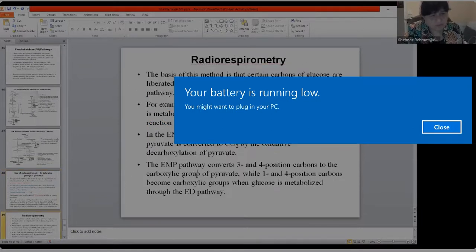So I'm going to let you read this radiorespirometry from your own lecture textbook. In the last 2 pages or so of this chapter, you will see some explanation. But this is just an idea for you to understand how people analyze which pathway is occurring in which bacteria and which carbon is ending up in which byproduct or the end product.